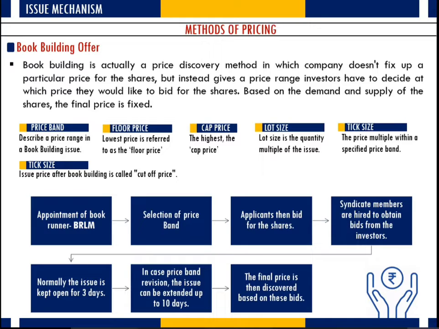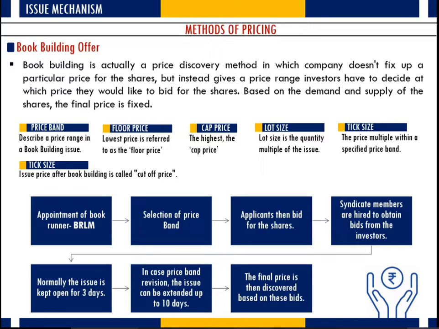Right, so this is how the process works in book building: appointment of the book runner or the book running lead manager, selection of the price band, and then applicants bid for the shares. The syndicate members are hired to obtain bids from the investors. So investors have to mention their bids in the share application, which is online these days. You don't have to fill up any form. You can apply online using a website or a mobile application.